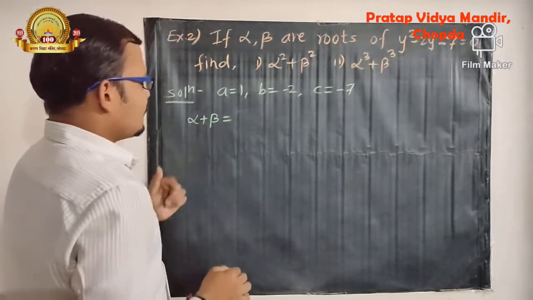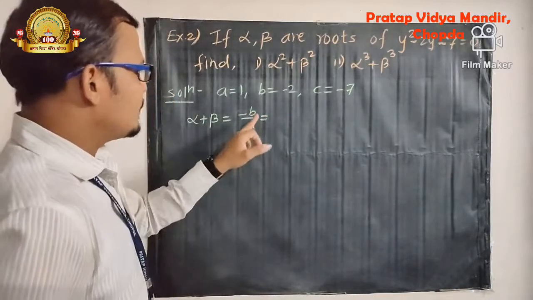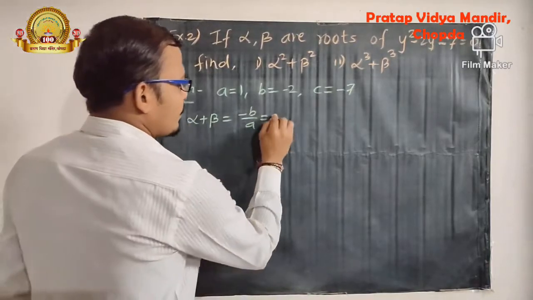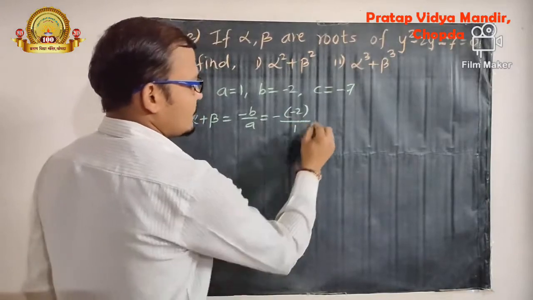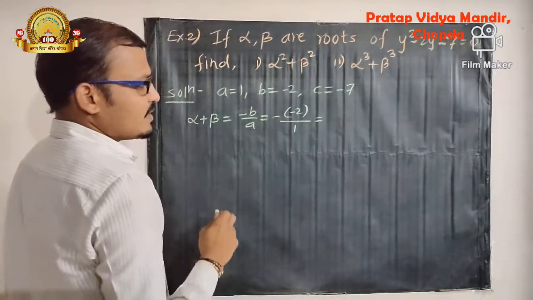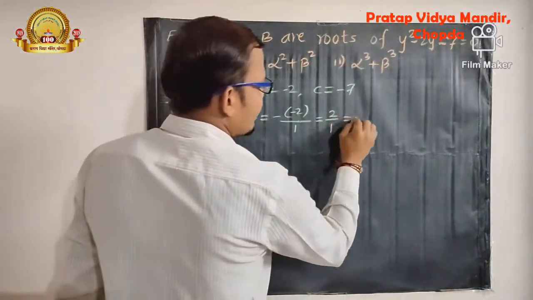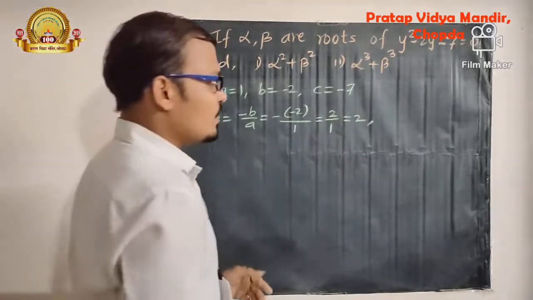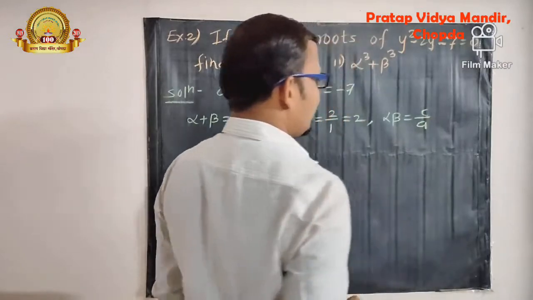What is the value of alpha plus beta? Minus b upon a. So let us put the value of b and a so that we get the value of alpha plus beta. What is the value of b? Minus 2 and the value of a is 1. So minus minus gets plus, so 2 upon 1 is 2. So the value of alpha plus beta is 2 and alpha into beta is c upon a.